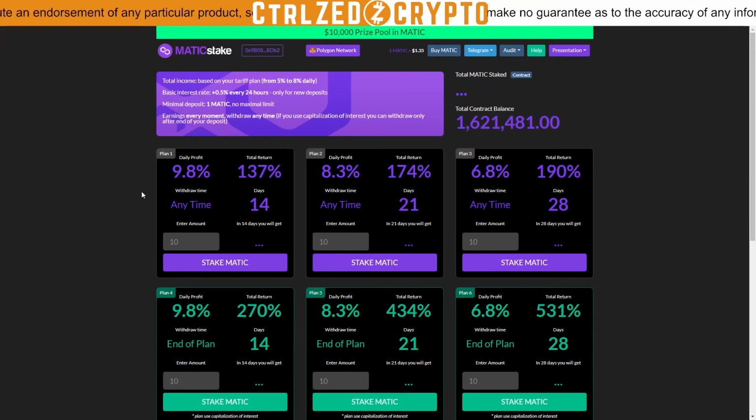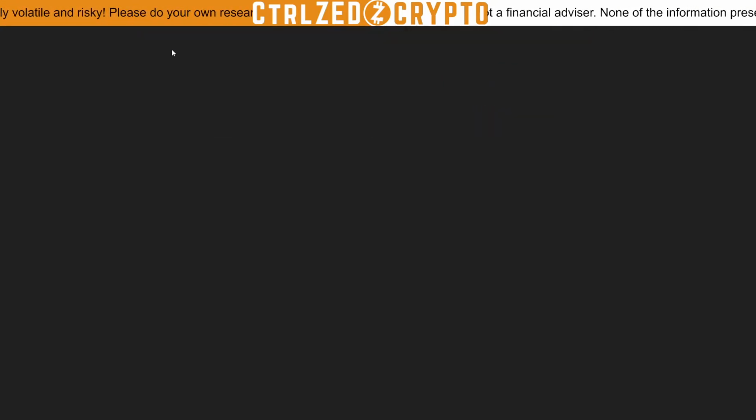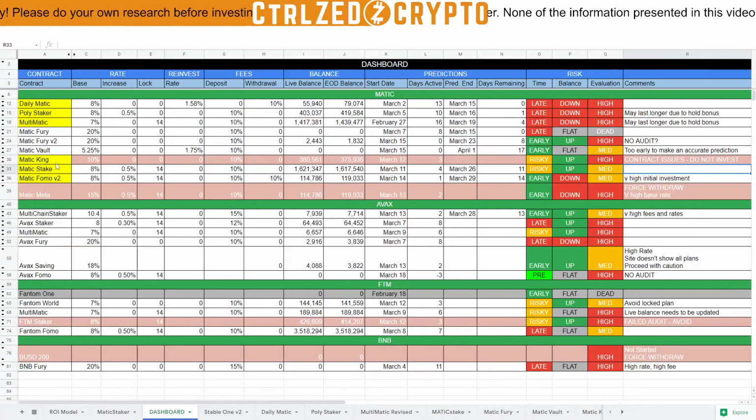I think now that we're more than a few days in, it is going to be a risky investment. I wouldn't be going into any locked plans. You might want to try a daily profit, but at this point, it's kind of cutting it fine that you're going to get a return. You might come close to 100%. You might get just over 100%, but you might not get that far as well, depending on how long it lasts. You might get lucky and it lasts more than 14 days as well. But yeah, that's where we are at the moment with Matic Stake.